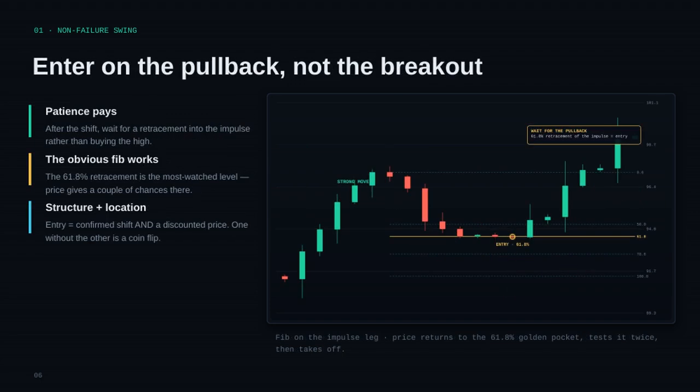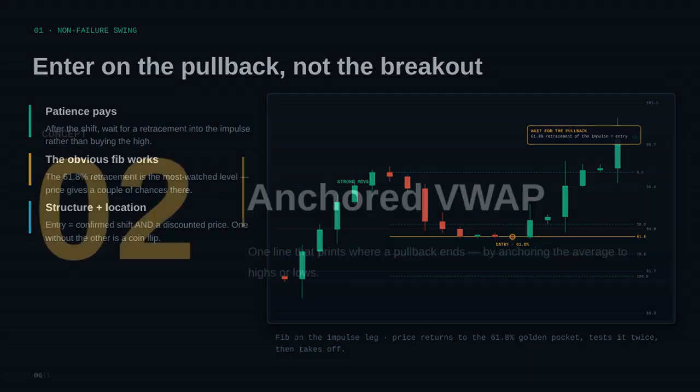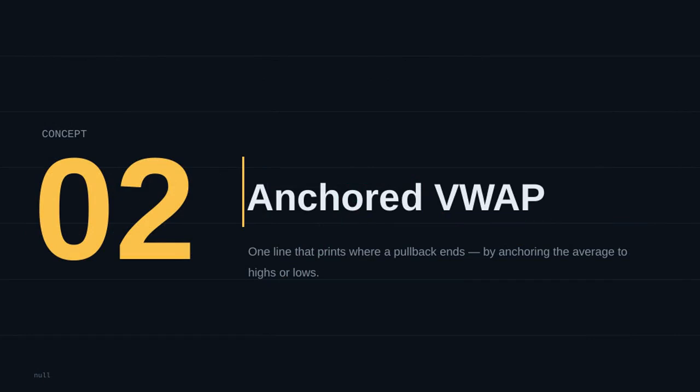Enter on the pullback, not the breakout. After the shift, wait for a retracement into the impulse leg. The 61.8% golden pocket is the most watched level, and price often gives you a couple of chances there. Concept 2, anchored VWAP, one line that prints where a pullback ends by anchoring the average to highs or lows.